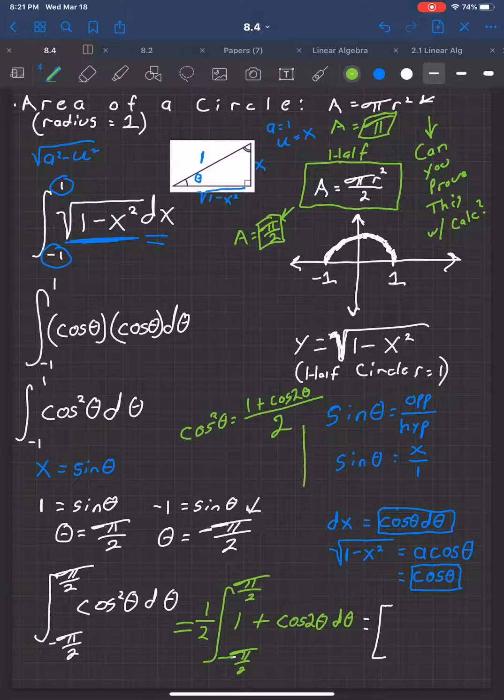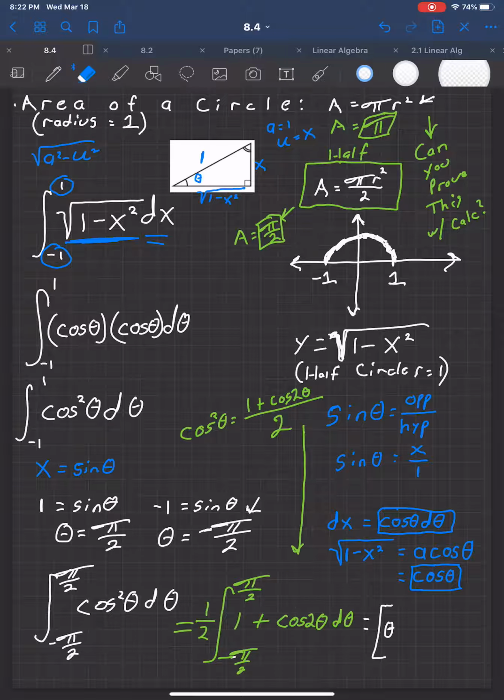The real formula is 1 plus cosine double theta over 2. I went ahead and brought out the half. So back to where I was. If you integrate 1 with respect to theta, you just get theta. And then if you integrate cosine 2 theta with respect to theta, you go through the u substitution process. Let u be 2 theta, du would be, right? I'm running out of space. My apologies. I'm trying to find some place to work here.